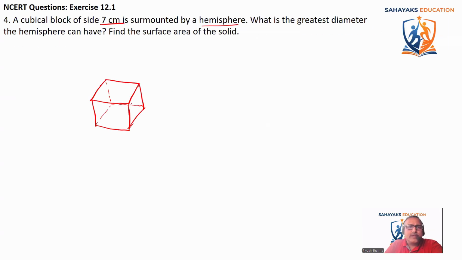Is a figure given? No, figure is not given. So this is a hemisphere at the top. I'll just write it as a hemisphere, like this. This is round. Okay, this is a hemisphere on the top, with the greatest diameter. With the greatest diameter means it is 7 centimeter. The diameter will be 7 centimeter. On the top, 7 centimeter is the diameter.